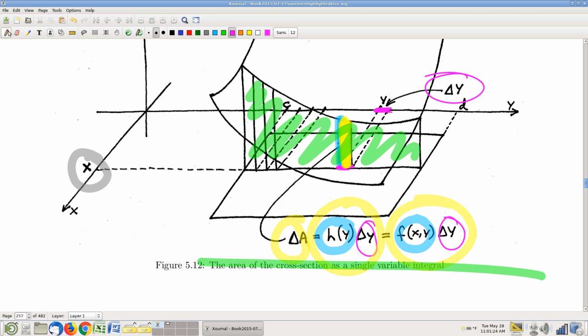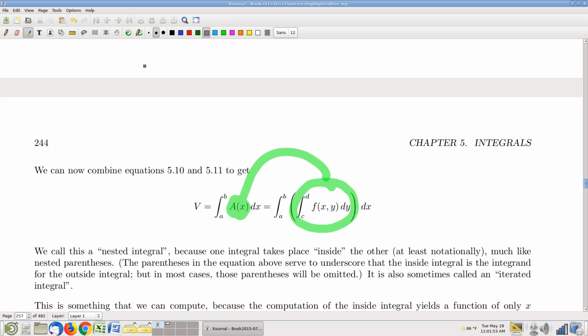Let me write this down here. It is, in fact, A(x) that we're computing. Its area is a function of x. So it's only for a fixed value of x that we can even talk about that inside integral. So in practice, when you're looking at one of these iterated integrals, nested integrals, for the purposes of the inside integral, you have to treat x like a constant.